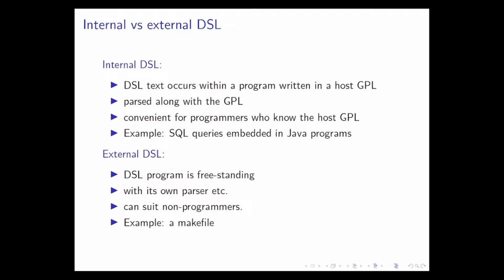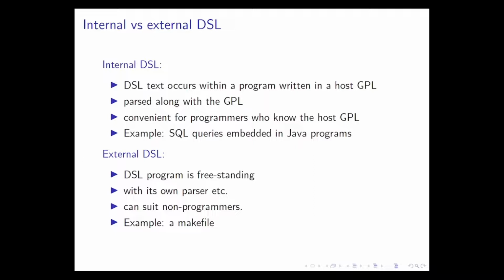Now, there are two main kinds of DSL, and it's useful to understand this distinction because it has quite a lot of effects on what it feels like to use a DSL and, of course, what it is like to define a DSL. So there are internal and external DSLs. An internal DSL has text which occurs inside a program which is written in a host language, a host GPL, and it gets parsed along with the general purpose language instance itself. So you don't have to write a parser, you're using the parser of the GPL.